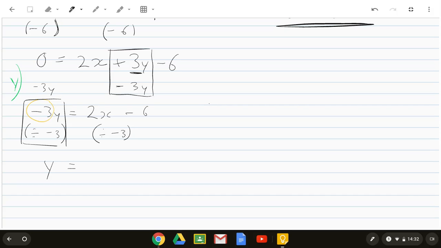Now here, when I do 2x, I have to divide that by minus 3. And then I have 6 divided by minus 3. So I can simplify that. Oh, I've lost my x. y equals minus 2 over 3 x. A minus and a minus make a plus. 6 over 3 is 2. So that's that equation solved.